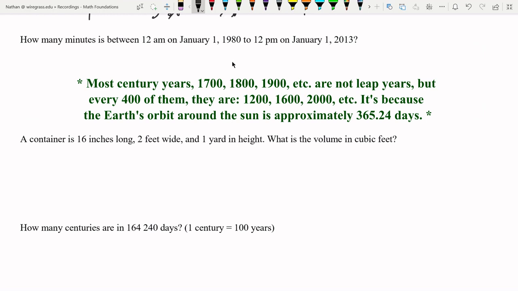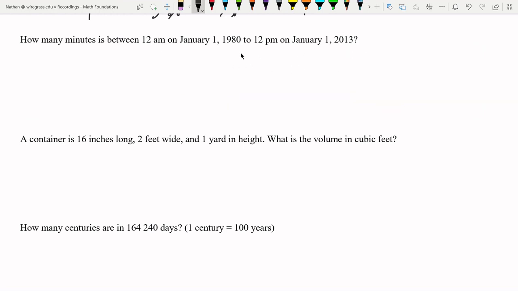2000, 2004, 2008, and 2012. All of those would be leap years. So that was 80, 84, 88, 92, 96, 2000, 2004, 2008, 2012. 9 leap years in that time frame. We also, of course, have to know how many years are in that time frame, right? So that's not too hard to do. We're just going to do 2013 minus 1980. That gives us 33 years.